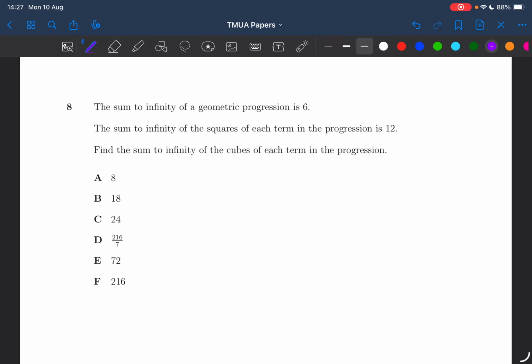So what we've got now: the sum to infinity of a geometric progression is 6. The sum to infinity of the squares of each term in the progression is 12. Find the sum of the cubes. Okay. So what we're told then, we have a plus ar plus ar squared, going down 1 power, all the way through like that is going to be 6. So we can write that as a over 1 minus r is equal to 6.